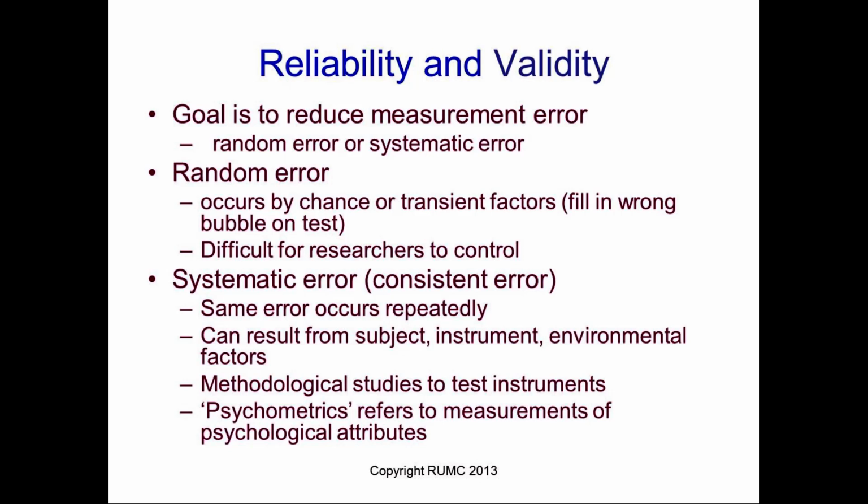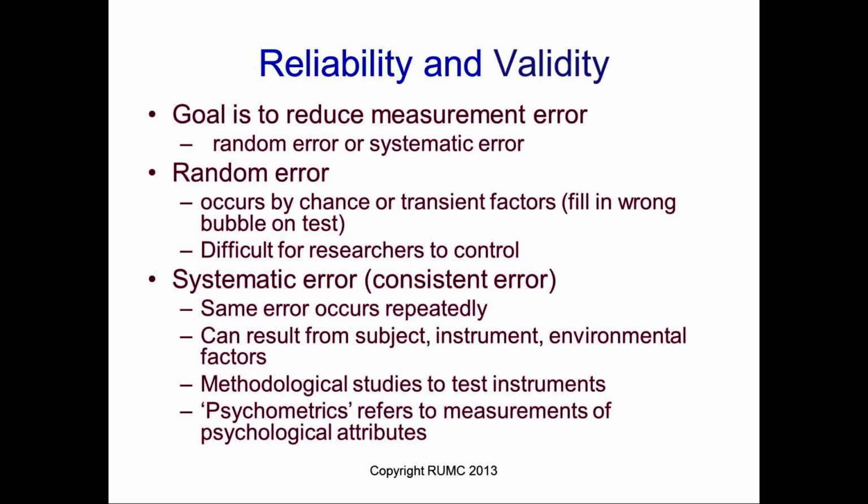We are going to just spend a couple minutes on reliability and validity. I know that we have touched on this in earlier modules, but the goal is to reduce measurement error. And is it random error or systematic error? Random error occurs, as the name implies, randomly. A subject fills in the wrong bubble, and these are things that are difficult for researchers to sometimes control.